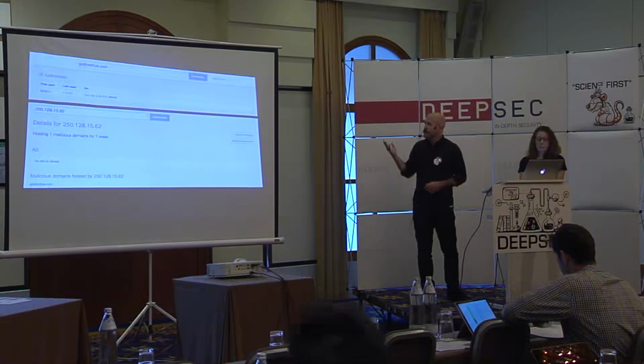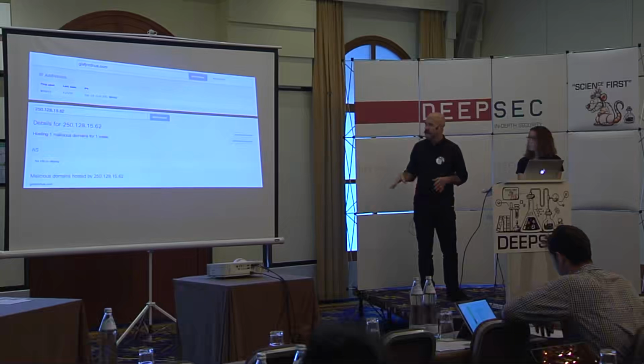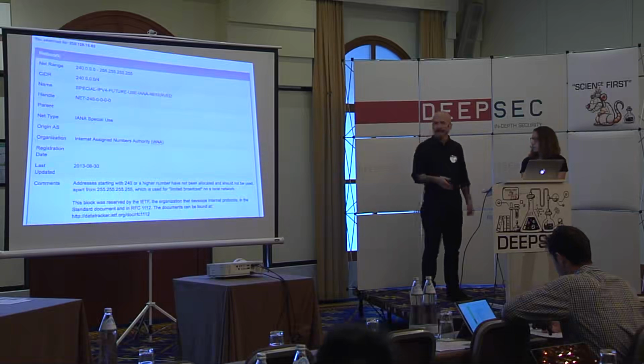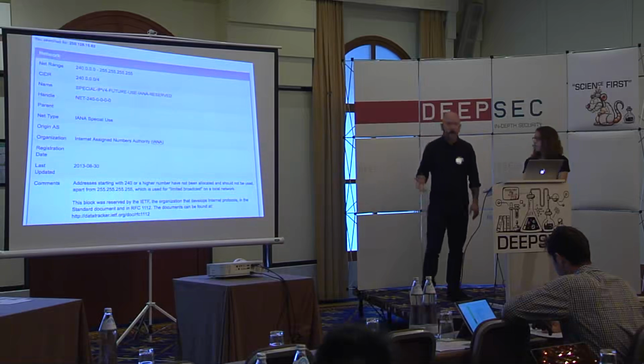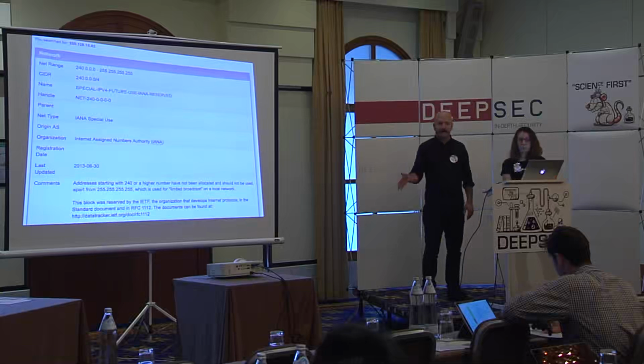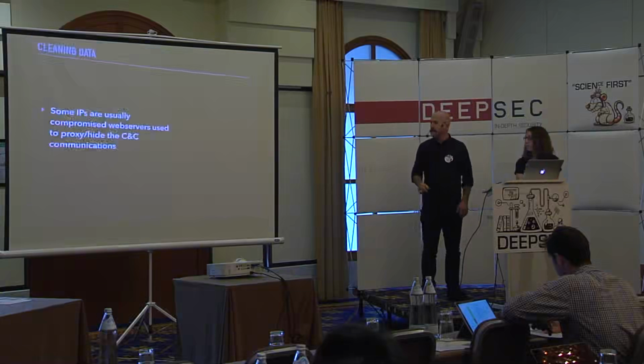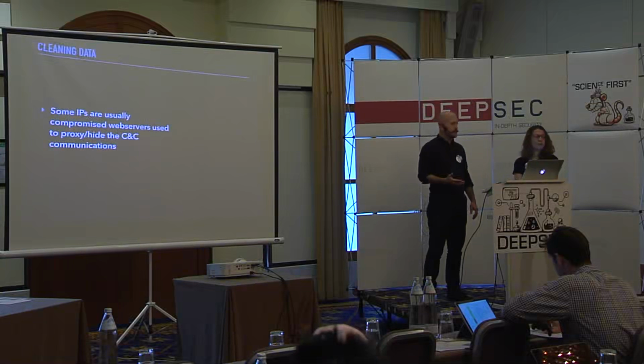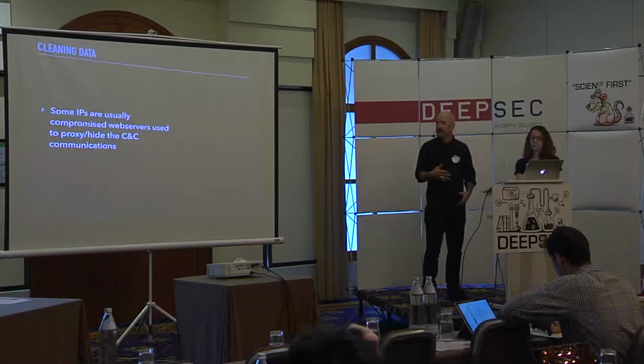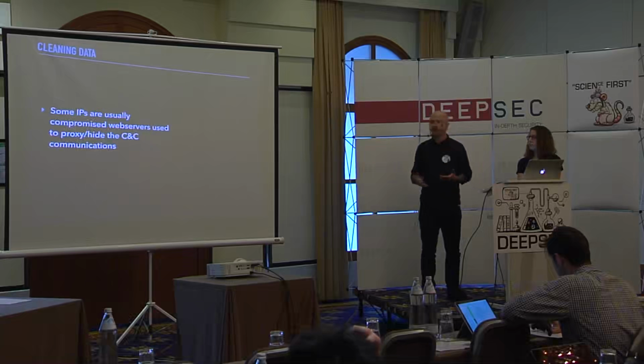In the case of this DGA up here that we found related to just looking at botnets, it's pointing to an IP address which is actually reserved for special use. So it's not going to go anywhere, but it looks like it has a relationship. And some IPs may be compromised web servers used to hide the CNC. They aren't actually the CNC, but just a note.